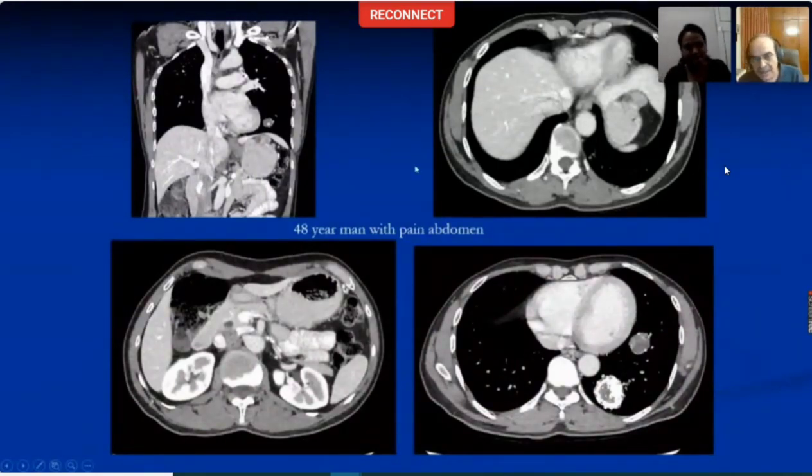So there are multiple small, benign-looking gastrointestinal stromal tumors from the stomach. There are at least 2 pulmonary chondromas, and this indeed is the Carney's triad. What is the third part of the Carney's triad? The third part is paraganglioma.